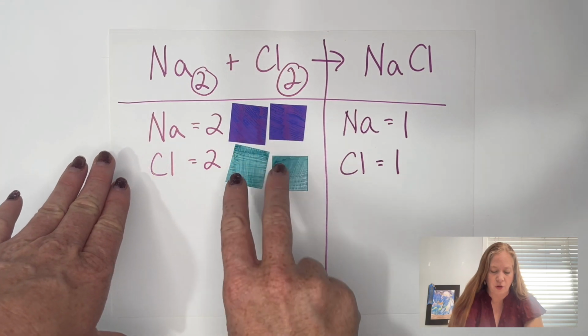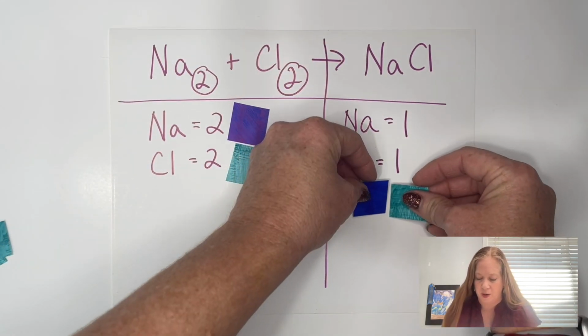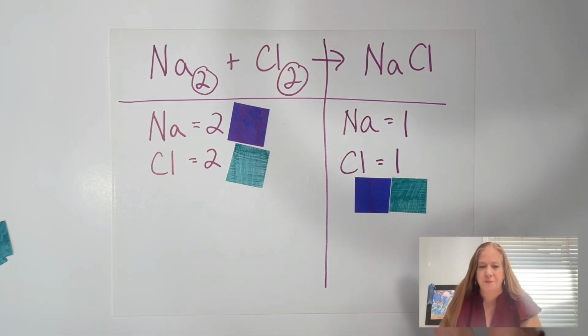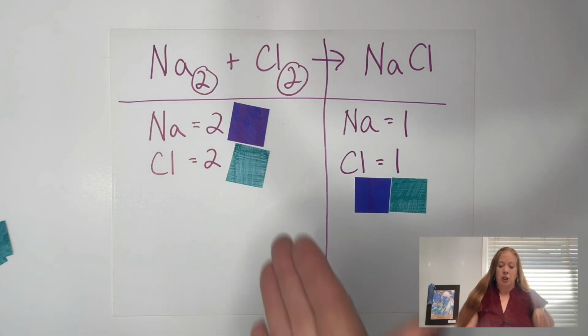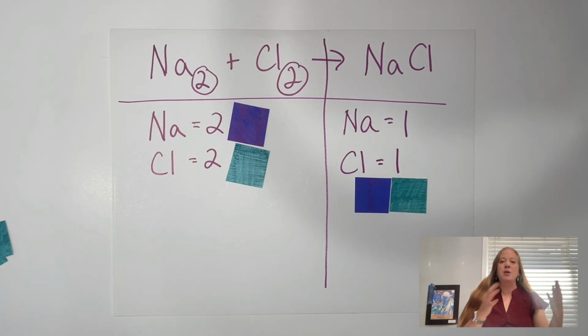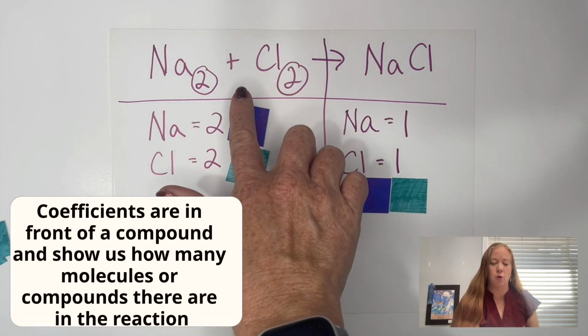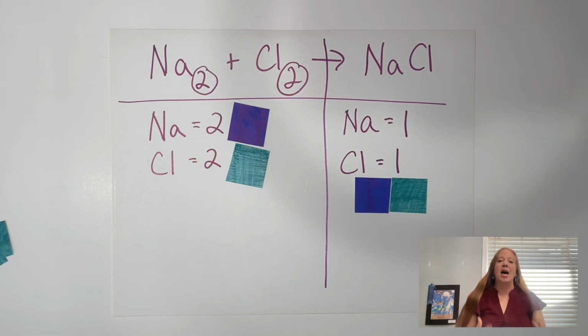We have 2 sodiums here, 2 chlorines here, and they're going to rearrange to make a sodium chloride where they're together. Now here's the problem. Look, we have these 2 left over, but conservation of matter says you can't have 2 left over. They can't be created or destroyed, which means we're going to have to bring in what's called a coefficient. Now, a coefficient is a number that's placed in front of a compound or a molecule to tell us how many compounds or molecules we need.